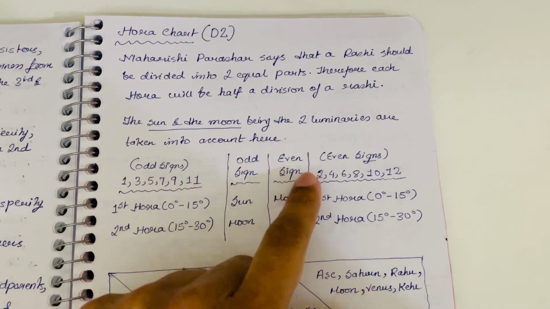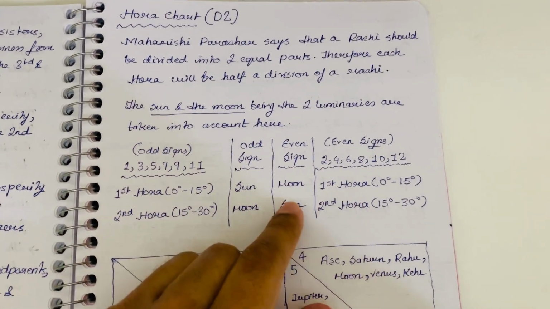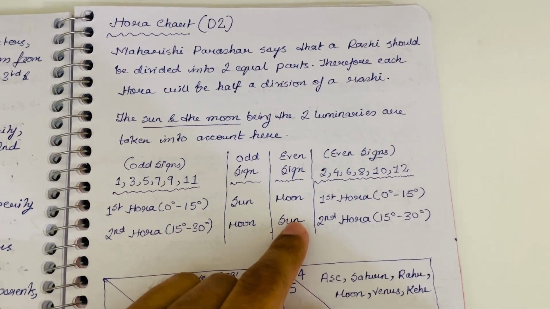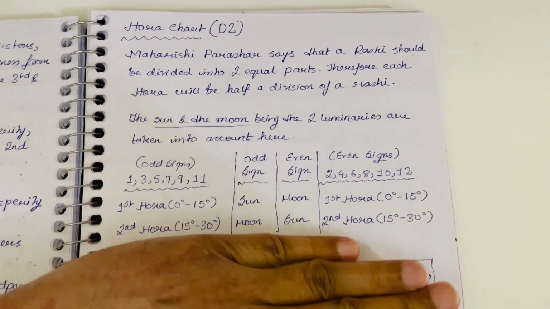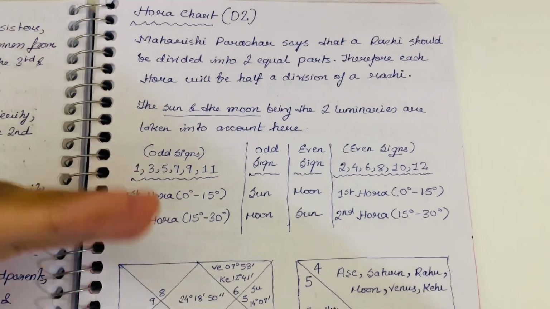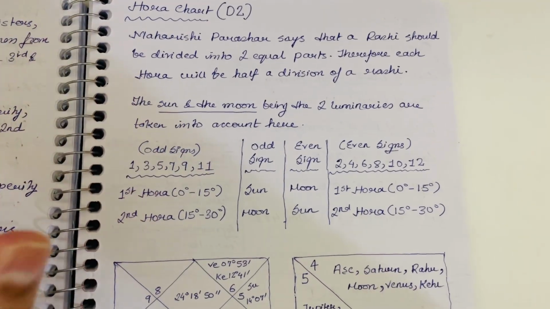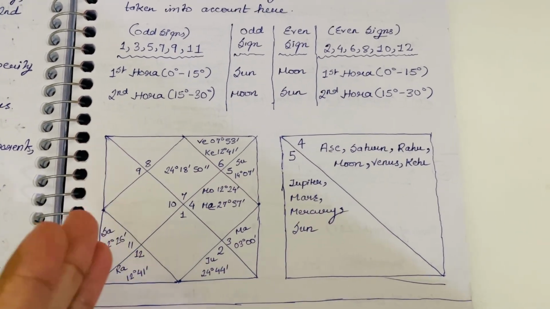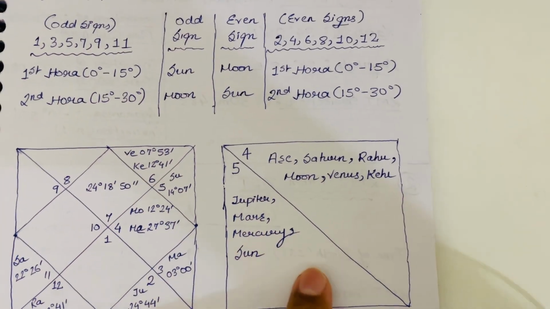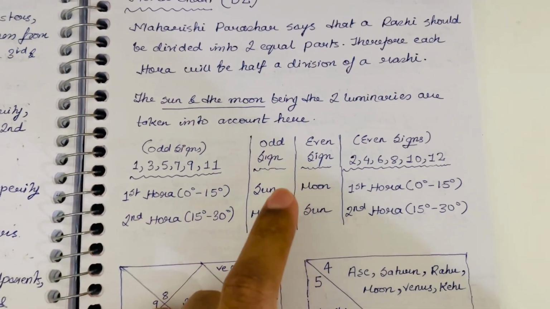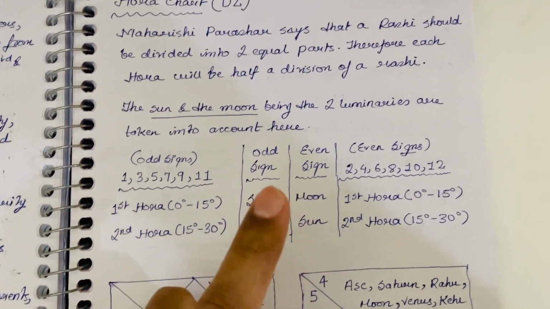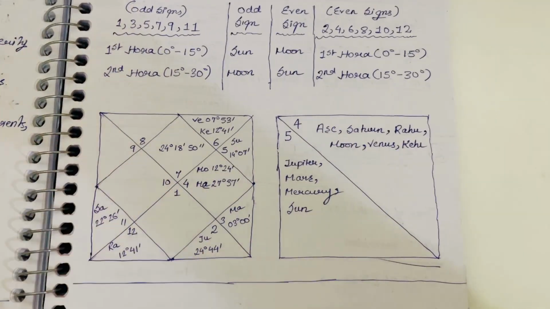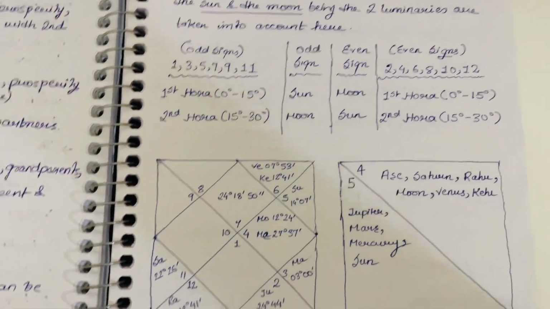In the even signs, the first hora is ruled by Moon and the second hora is ruled by the planet Sun. So this particular table, either you memorize it or you have to remember it, because this entire calculation, the entire creation of this Hora chart, will completely depend on the concept of this table. Now, how to use this table in order to create the Hora chart, I will teach you that.